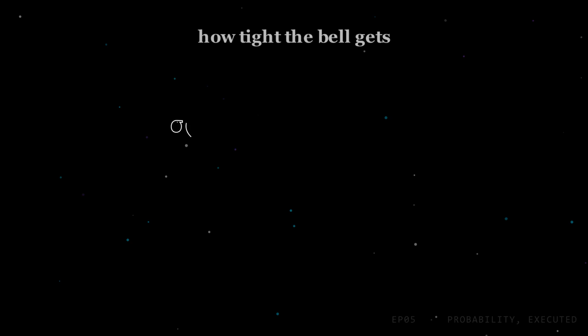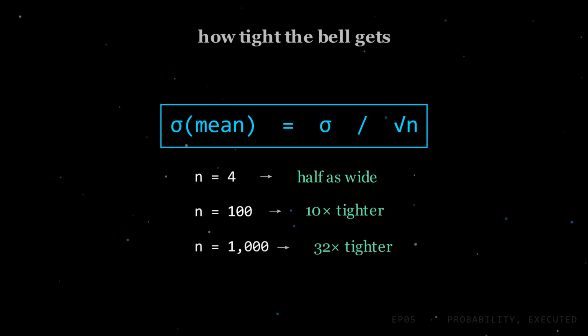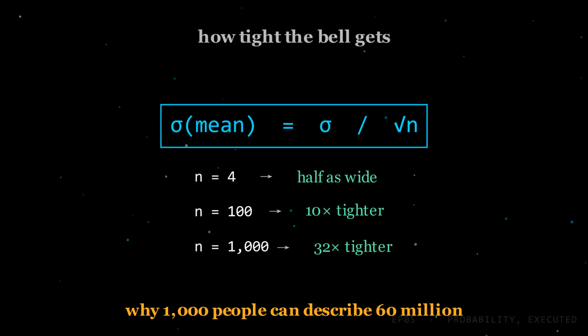There's also a precise statement about how tight that bell is. The standard deviation of the sample means equals the original standard deviation divided by the square root of the sample size. Sample 4 at a time, and the spread halves. Sample 100, it's 10 times tighter. That's the same square root law from episode 1. And it's the reason a poll of 1,000 people can describe a country of 60 million.